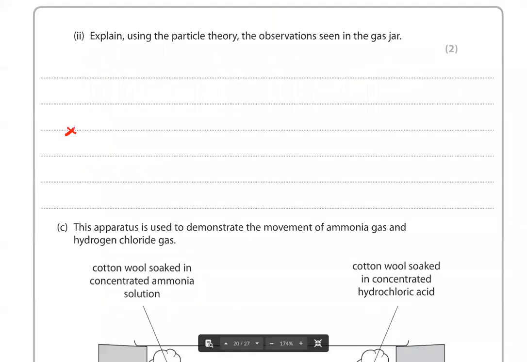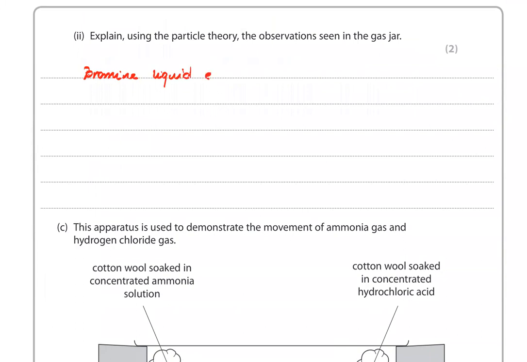Explain double I. Explain using particle theory the observation seen in the gas jar. First, the bromine liquid evaporates. That means the particles of the bromine liquid escape the surface. Then the gas particles start moving randomly inside the jar. So here the bromine gaseous molecules move randomly.